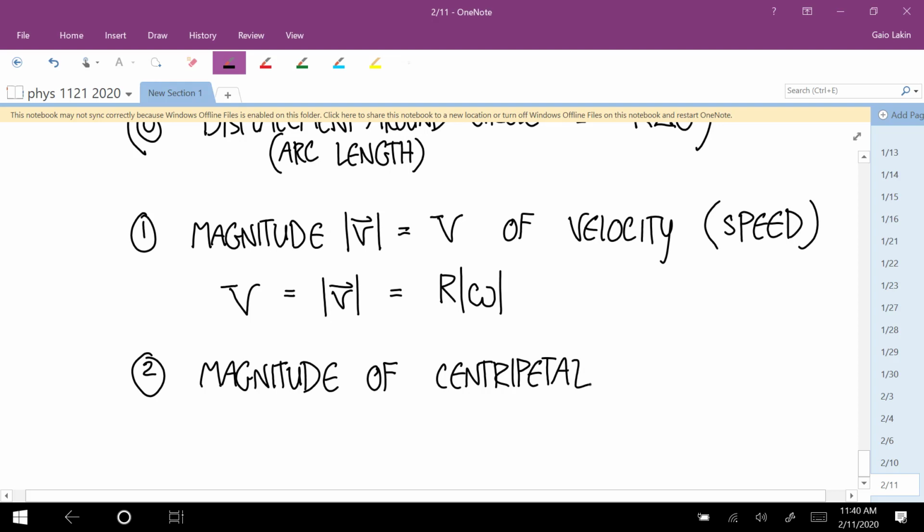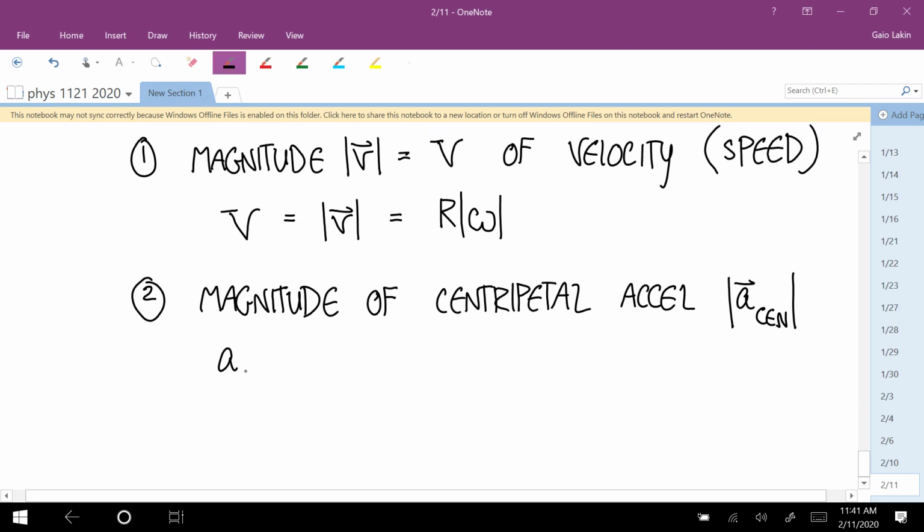So remember, this is the part of the acceleration that's perpendicular to the velocity. This is the one that makes the thing move in a circle, deals with the turning that keeps it moving in a circle. So we're talking about the magnitude of the centripetal acceleration, and that's equal to omega squared times r. I didn't need to use the absolute value because of the square.